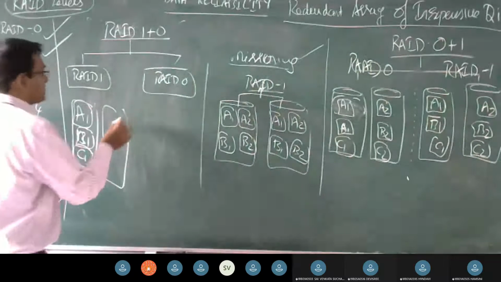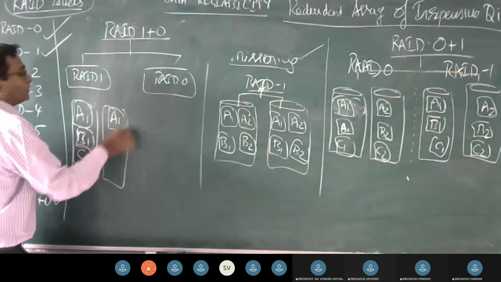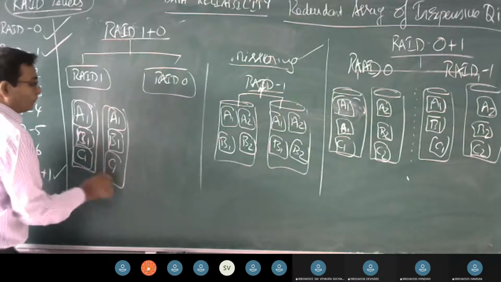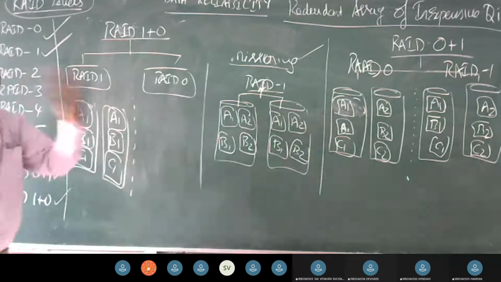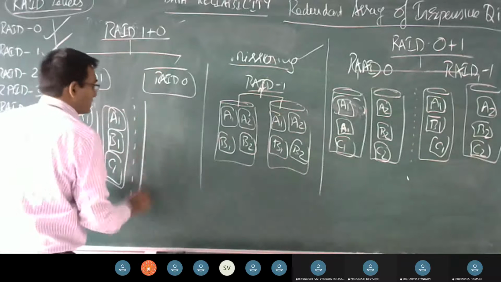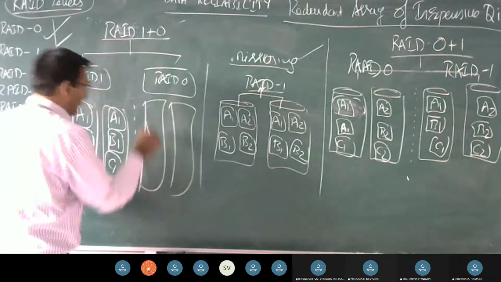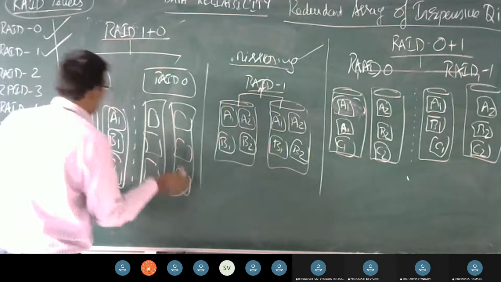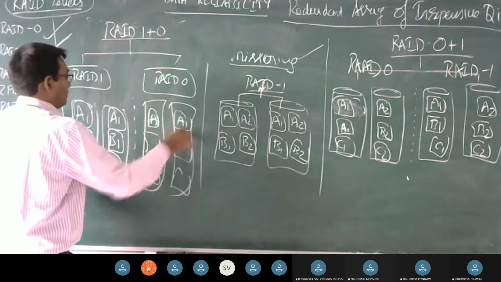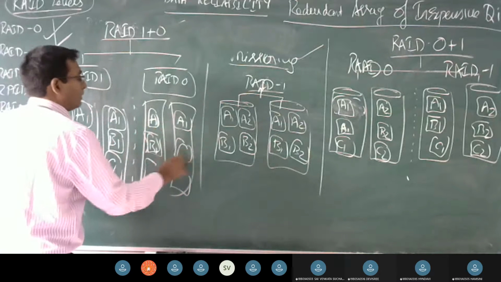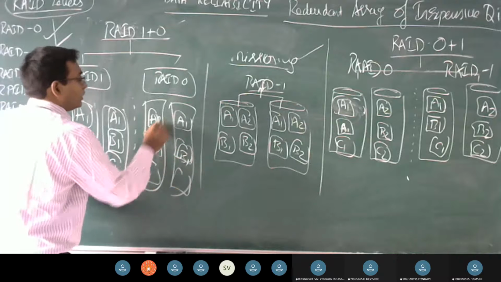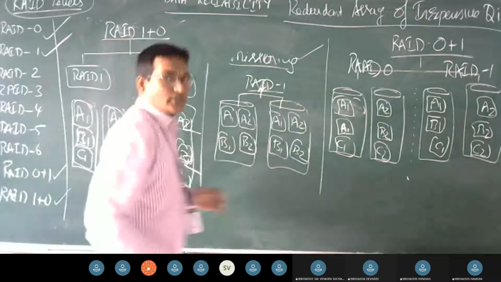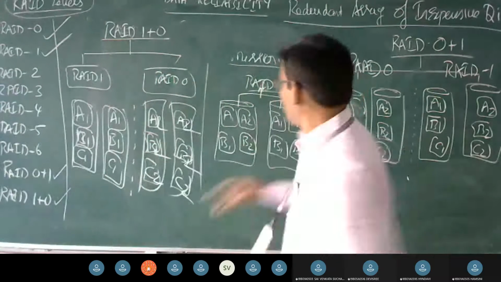So A1, B1, C1 followed by mirroring. The same bits are going to be taken up: A1, B1 and C1. Now data striping has to take place. So the same sets are going to happen: A1, B1, A2, B2, C2. Now you should get the sense, right?